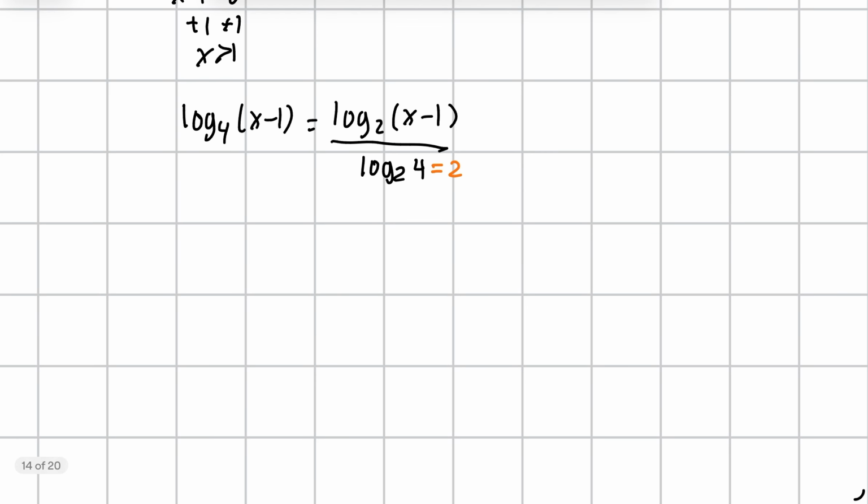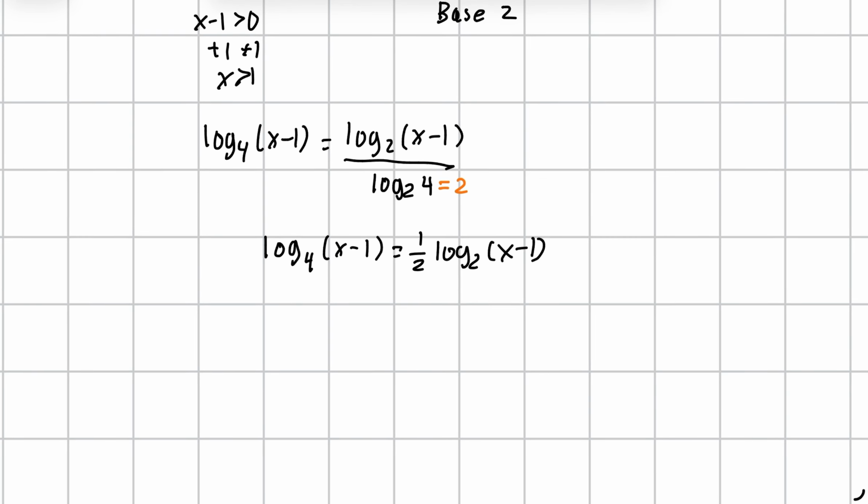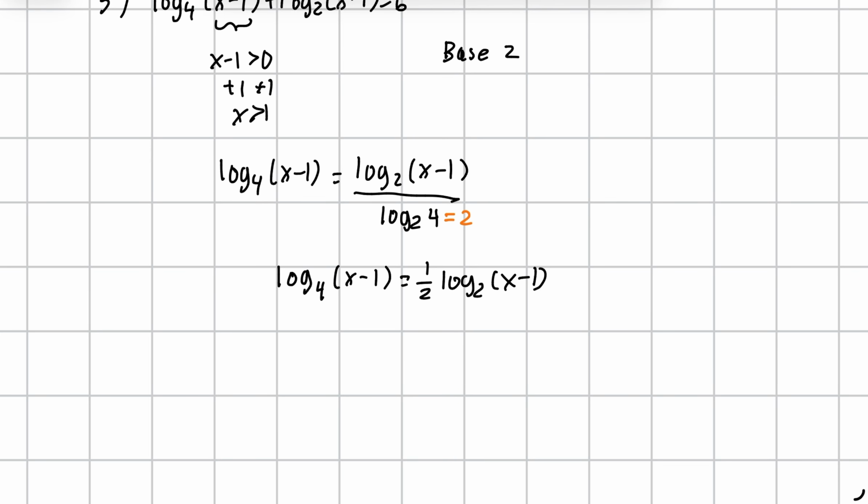So that means that we have log base 4 of x minus 1 is equal to 1/2 log base 2 of x minus 1. So we can substitute this in for log base 4 right here. We know that this is all equal.